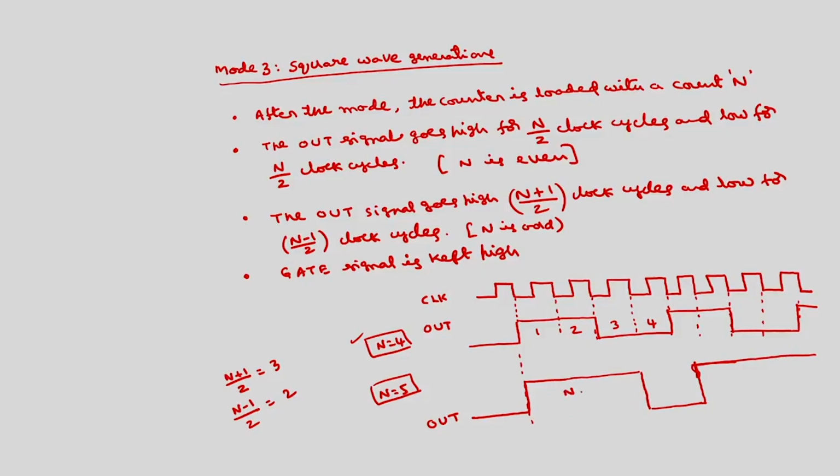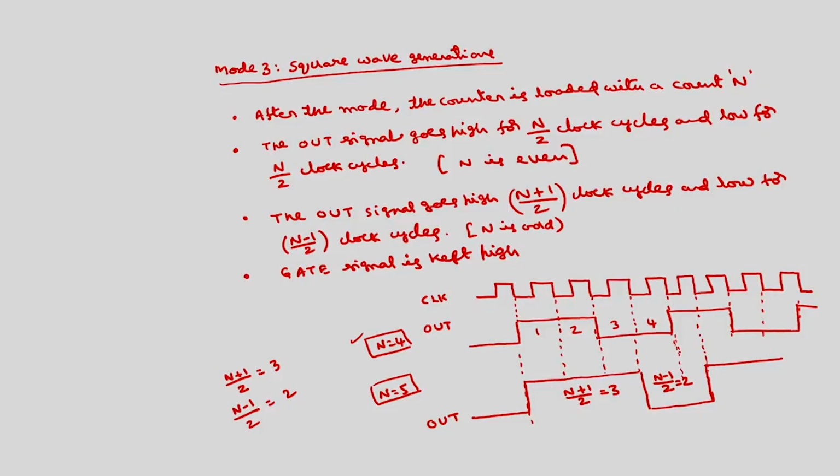This is for (n plus 1) by 2, which in this case is 3. This is (n minus 1) by 2, which is 2 in this case. This is 1 clock cycle, 2 clock cycles, 3, and this will be 1 clock cycle, then 2 clock cycles. It will go low up to the 2nd clock cycle, then high. So, this is about mode 3 of 8254.